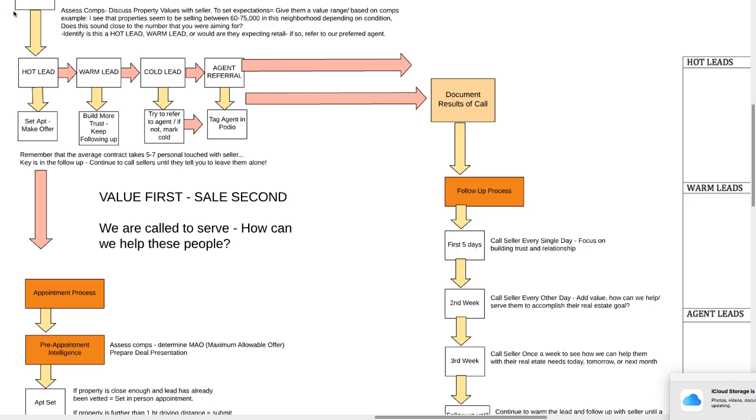Now, if a lead is determined warm, then we're going to have to keep on building rapport, keep on building trust, and really nourishing that lead along the way, right? We want them to trust us and see that we are here to help them. We're here to serve them and help solve their problems. Eventually, we should push this warm lead to being more of a hot lead where we can set the appointment, go out there, focus on the value, and try to walk out with the contract, right?